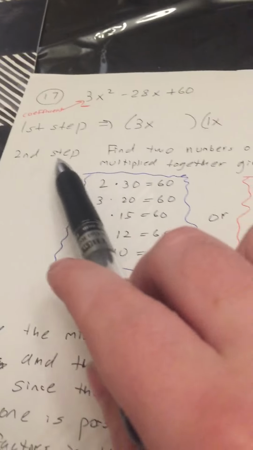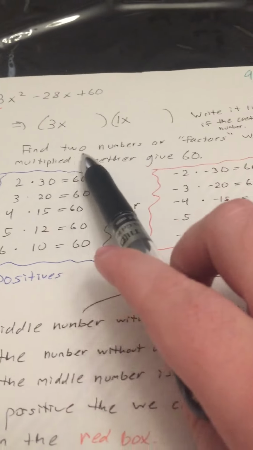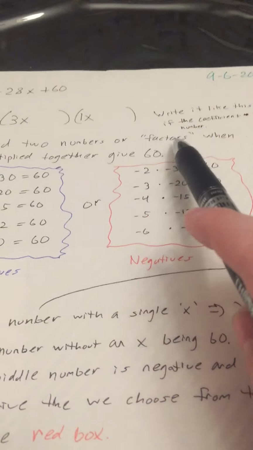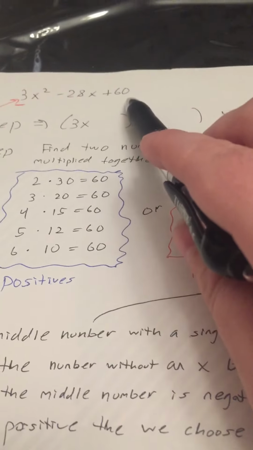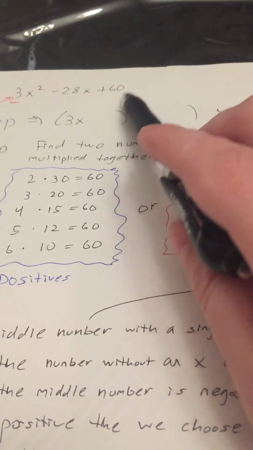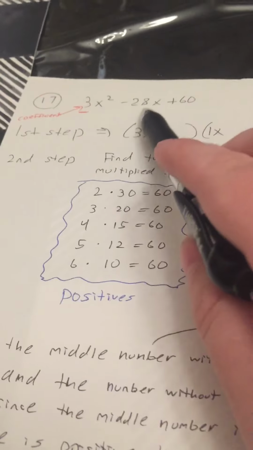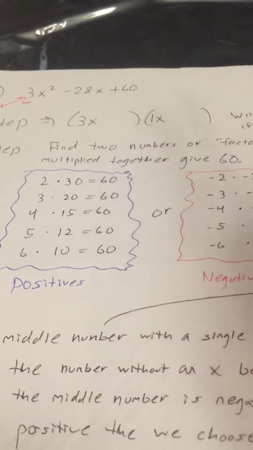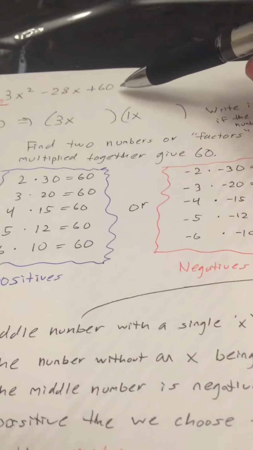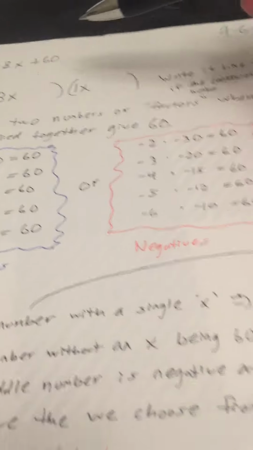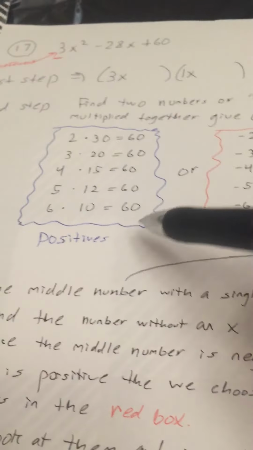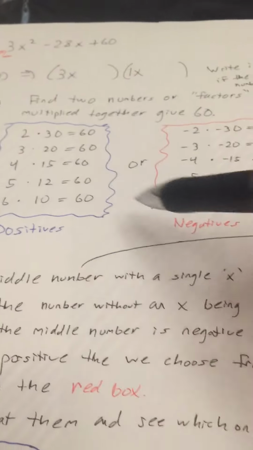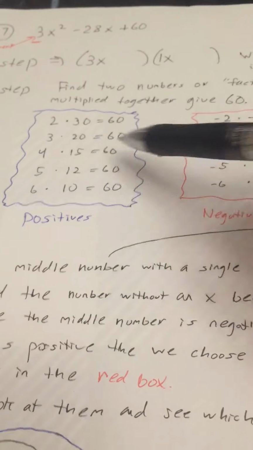Okay? And for the second step, find two numbers, or what they're really called, factors, that when multiplied together give 60. This number is the only number in this because it does not have x in it. This is what we call a constant.